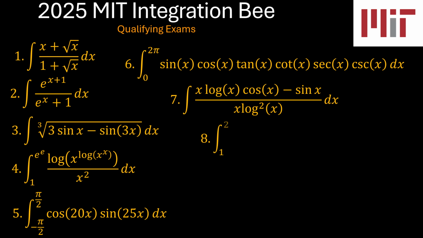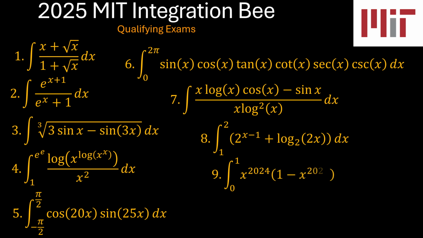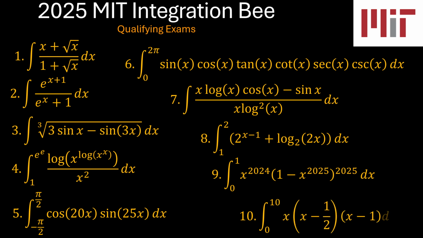Problem number 8, which is the definite integral from x equals 1 to x equals 2 of 2 to the power x minus 1 plus natural log to the base 2 of 2x. Problem number 9, which is the definite integral from x equals 0 to x equals 1 of x to the power 2024 times open bracket 1 minus x to the power 2025 close bracket all to the power 2025. And problem number 10, which is the definite integral from x equals 0 to x equals 10 of x times open bracket x minus a half close bracket times x minus 1.